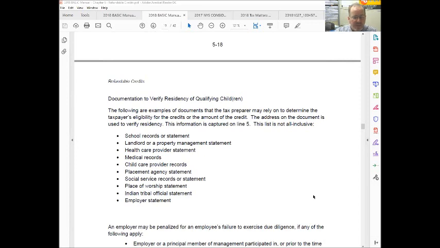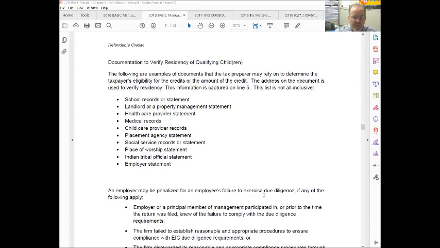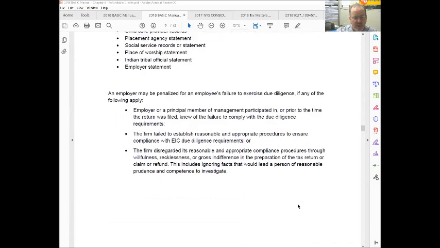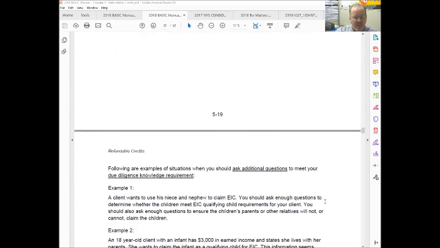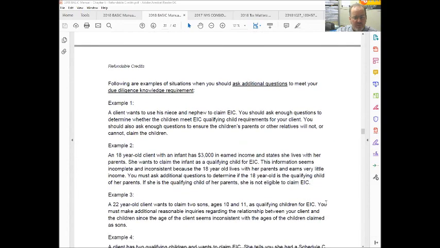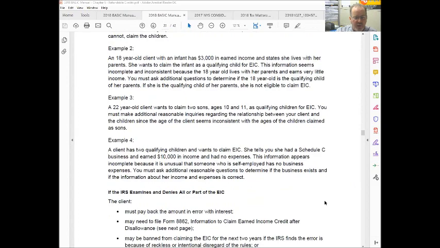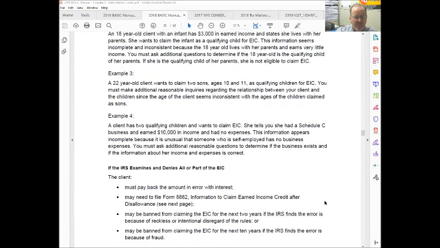All right, some other ones with place of worship. Employer statement is a good one too. This is a good one because a lot of times somebody that works that has health insurance through their employer may sign up for health insurance and list their dependents that live with them to claim them on their health insurance. That's a good one too. Okay, but again, I can't stress enough all the due diligence requirements that you need to do here. Great examples talking about things that you should do to make sure that you ask the right questions.